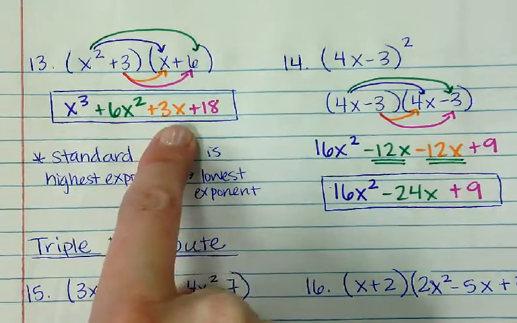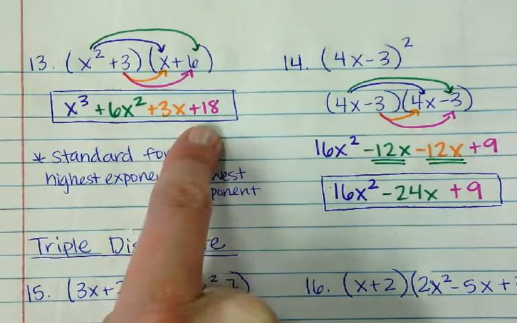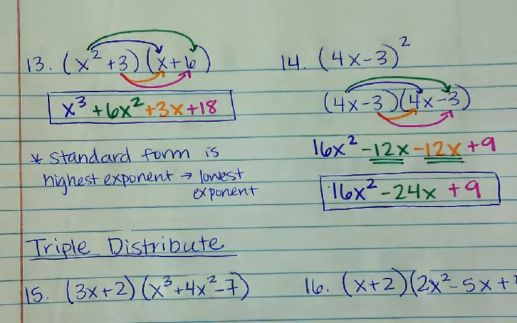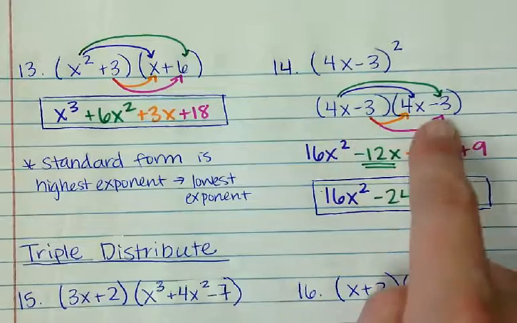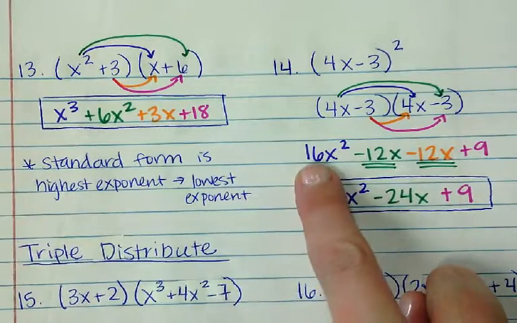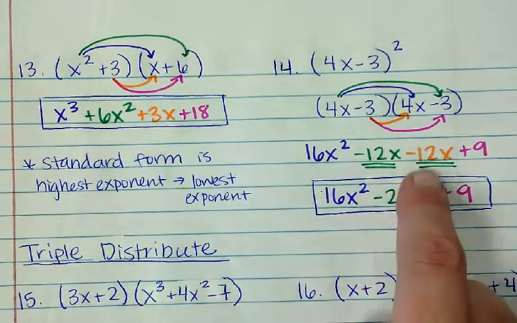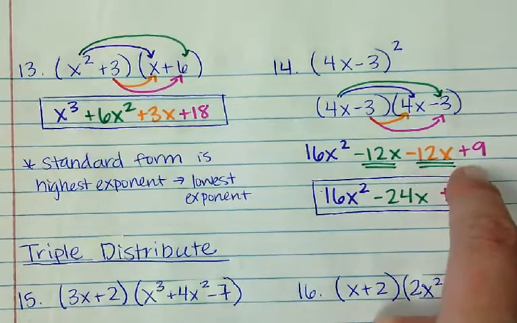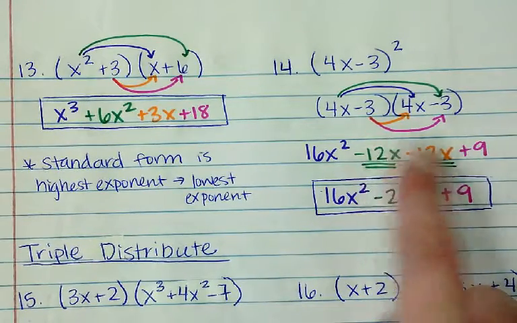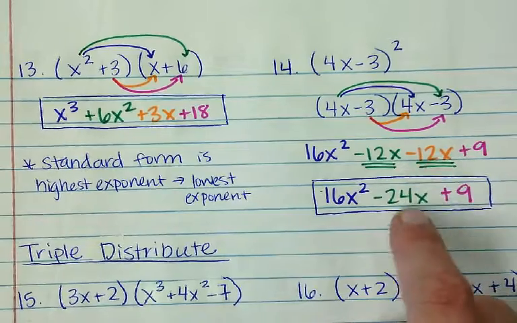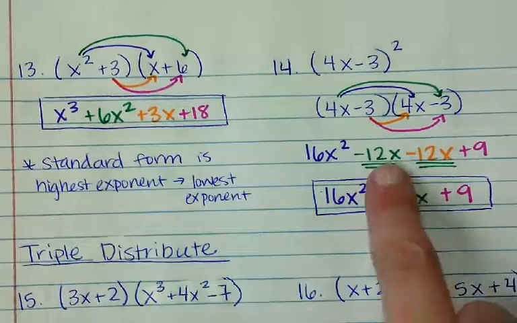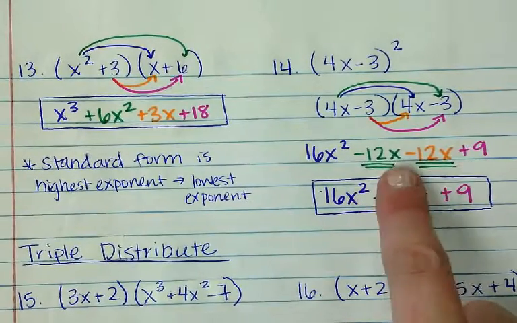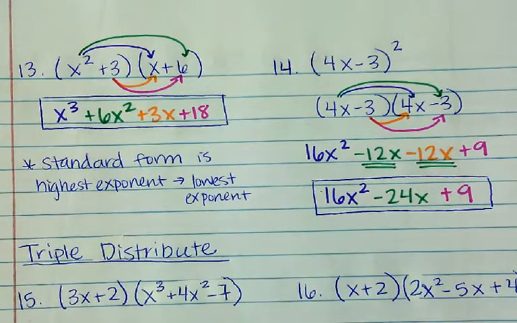All right? And then for number 14 here, we rewrote it as 4x minus 3 times 4x minus 3. And we got 16x squared minus 12x minus 12x plus 9. My negative 12x and my negative 12x, they didn't cancel out. They combined to make us negative 24x. So 16x squared minus 24x plus 9. This is a common mistake when people see this. They think, oh, and they just cancel it and get rid of it. But no, negative 12x minus 12x is negative 24x. If it was negative 12x plus 12x, then it would cancel, okay?